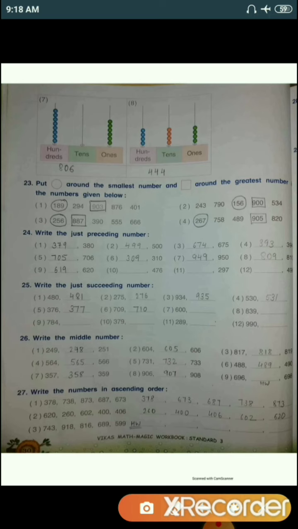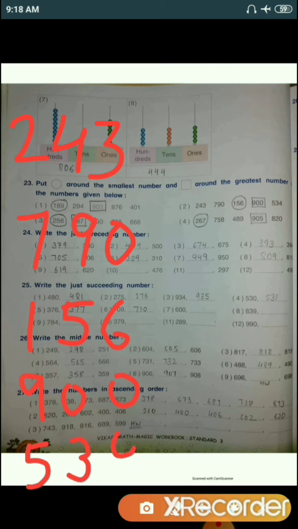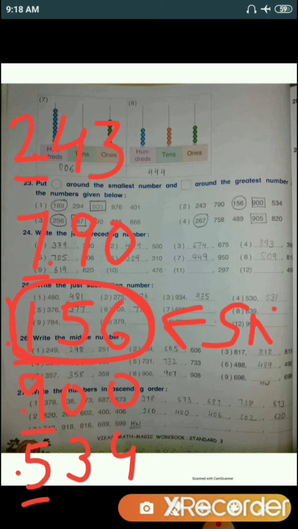So number 2 is 243, 790, 156, 900 and 534. Again we are going to concentrate on the first digit of all these numbers. So tell me which one is the smallest, whether it is 2, 7, 1, 9 or 5. So 1 is the very smallest. So with the help of this we got our smallest number.